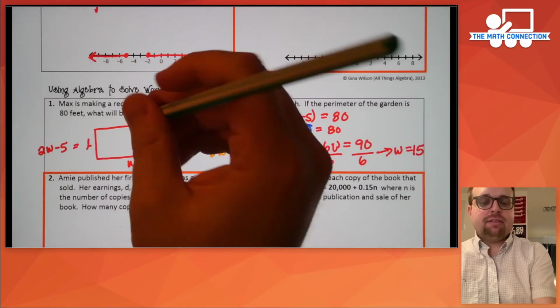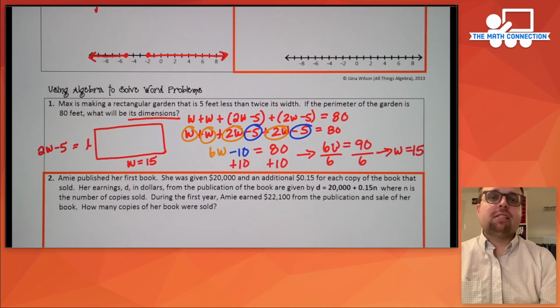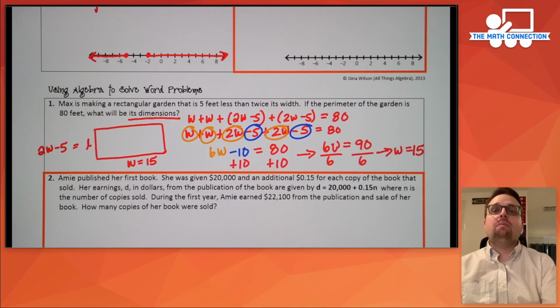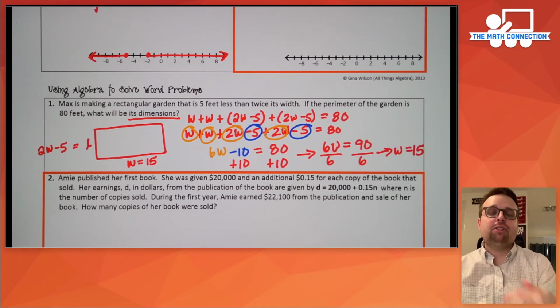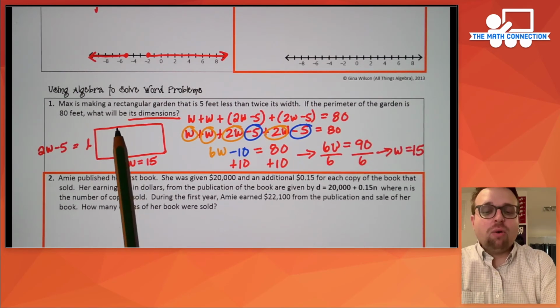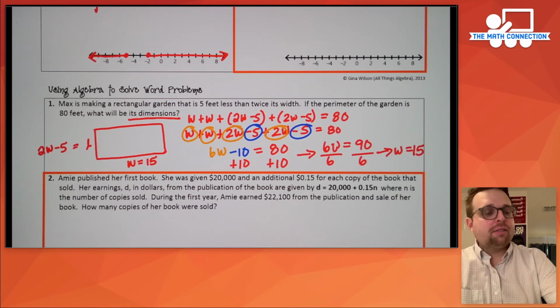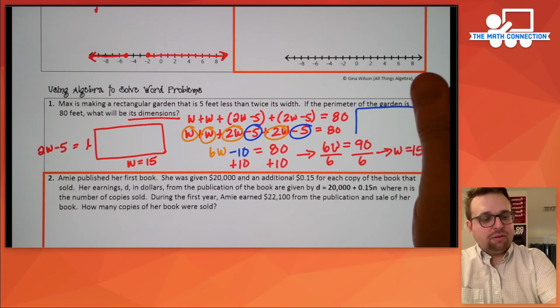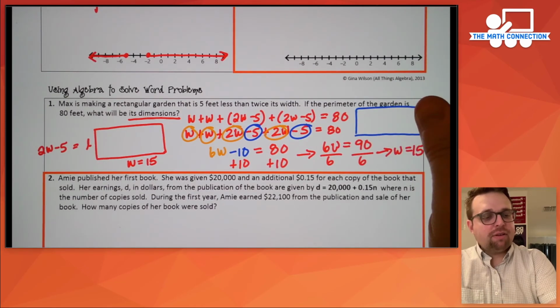Now, they asked us to find the dimensions. That's what the problem is asking for. So please be careful when you're reading these, because you want to make sure you're giving them all the information that they're asking you for, not just part of it, okay? They want to know what's the dimensions. So I'm going to switch colors, and let's make a little answer box over here.